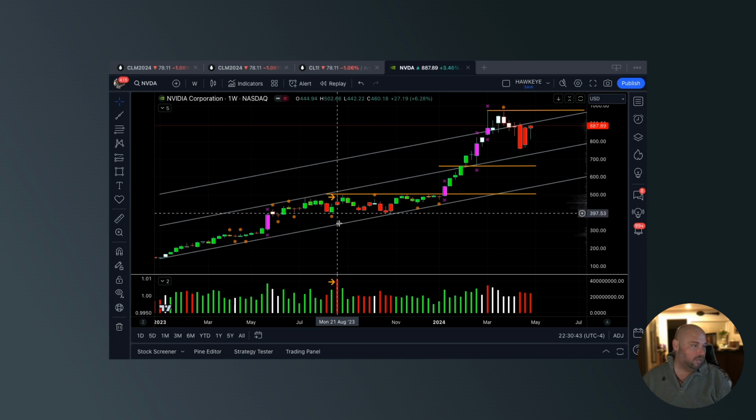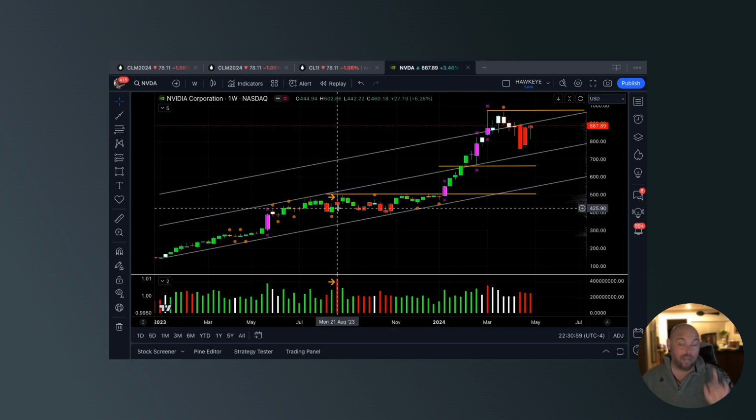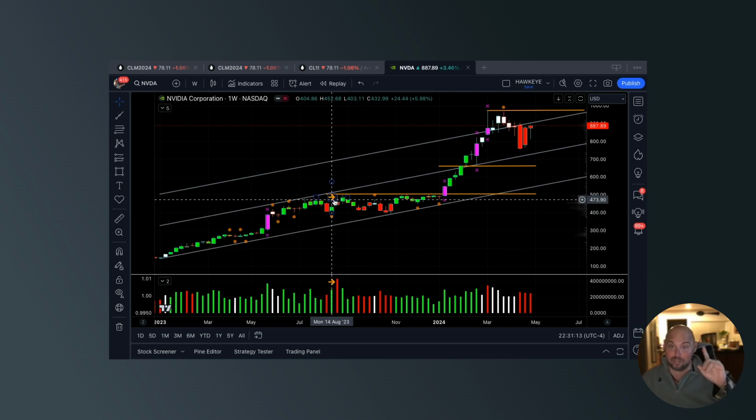And the wick of that candle provides resistance until broken on the week of January 8th. This candle was printed the week of August 21st. September, October, November, December. 4 months. The wick of this candle prevented price from going higher. Do you think that is valuable to know? Of course it is.